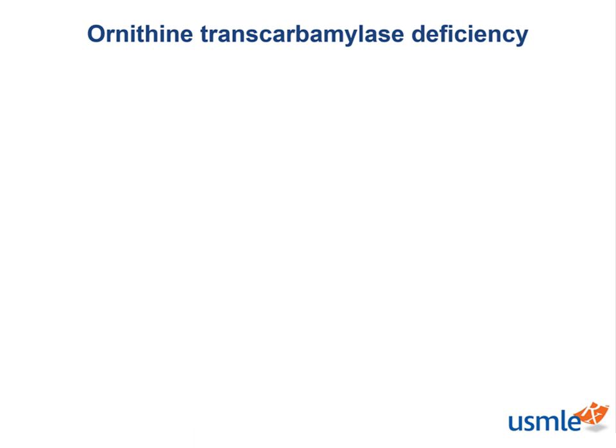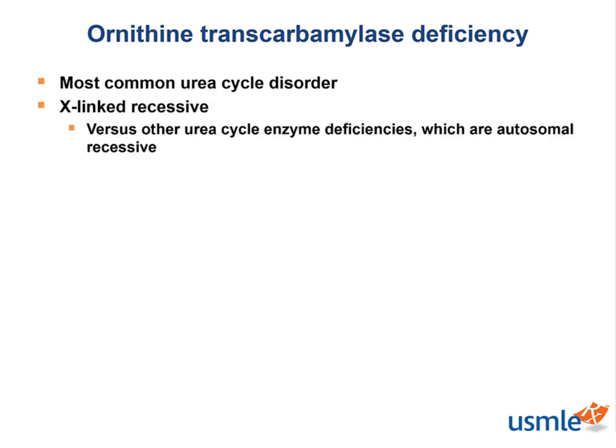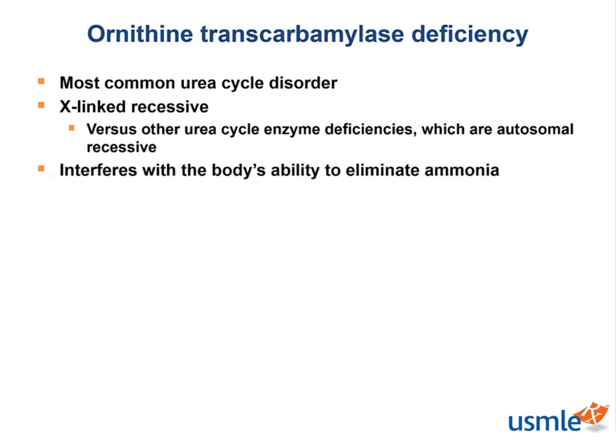Now, ornithine transcarbamylase deficiency is the most common urea cycle disorder. It is X-linked recessive versus other urea cycle enzyme deficiencies, which are autosomal recessive. Like I mentioned earlier, a deficiency in this enzyme will interfere with the body's ability to eliminate ammonia.